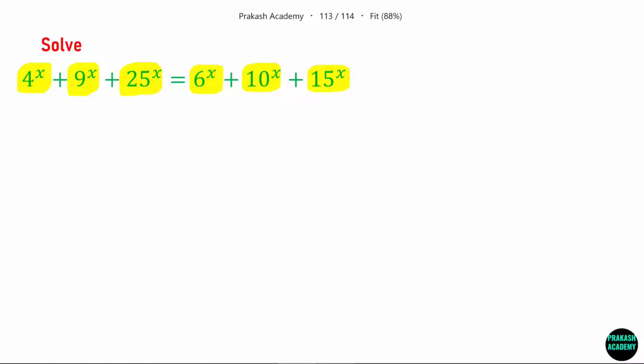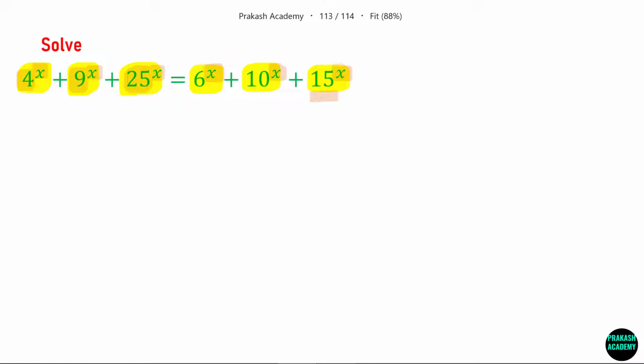If you look closely, you can observe that x is an exponent of each term. Similarly, you can also observe that many terms are a square of some number, like 4, this is a square of 2; 9, this is a square of 3; 25, this is a square of 5. And what about these terms? 6, 10 and 15. Basically 6 is 2 into 3, 10 is 2 into 5, and 15 is 3 into 5.